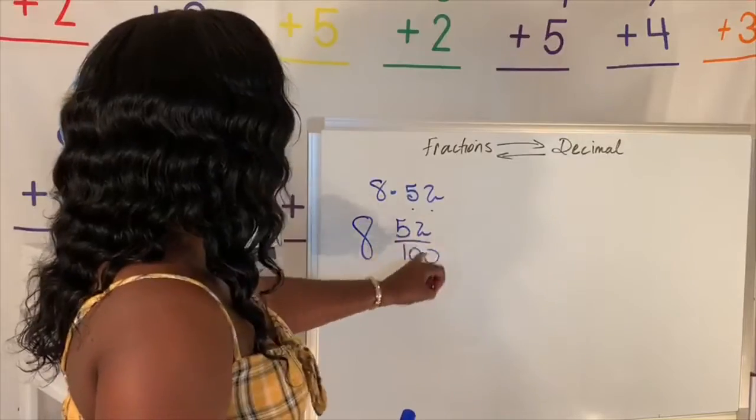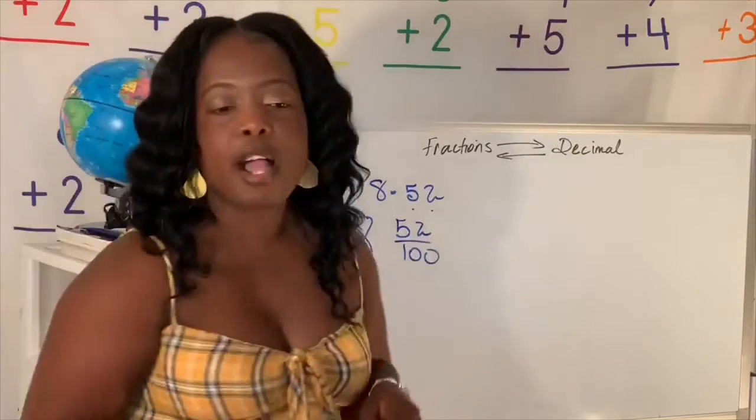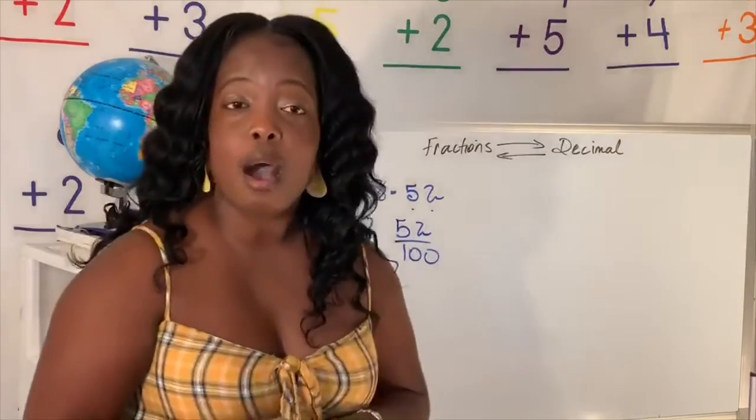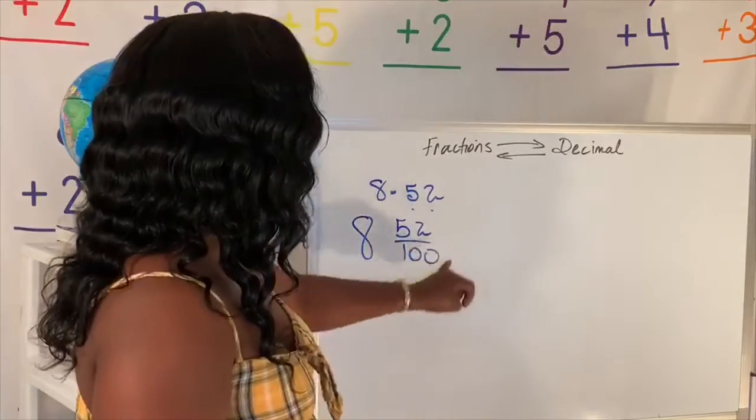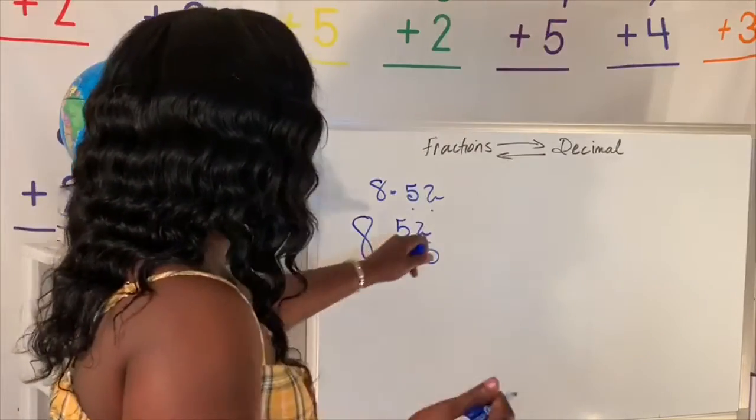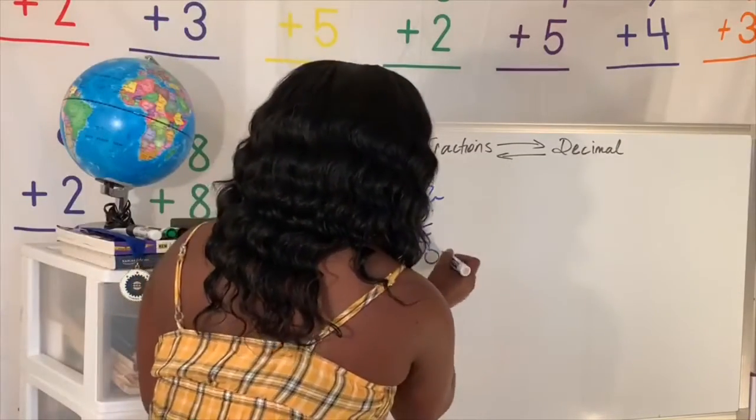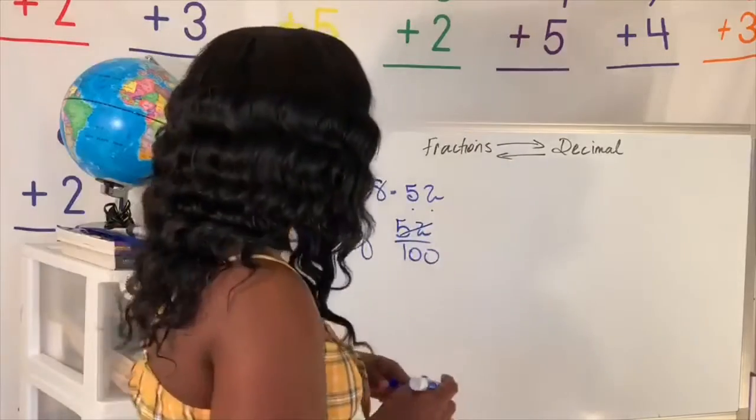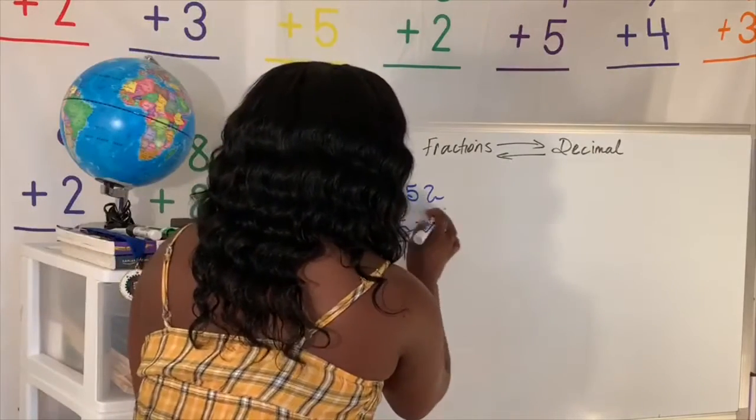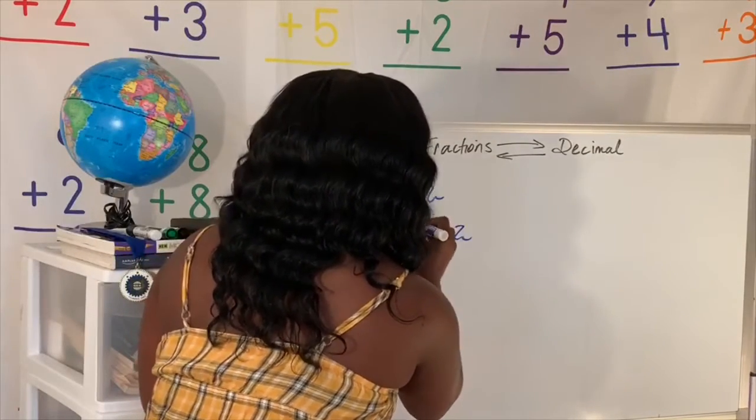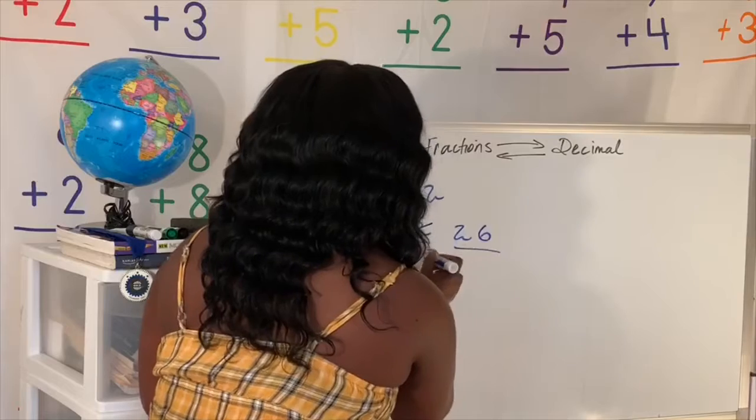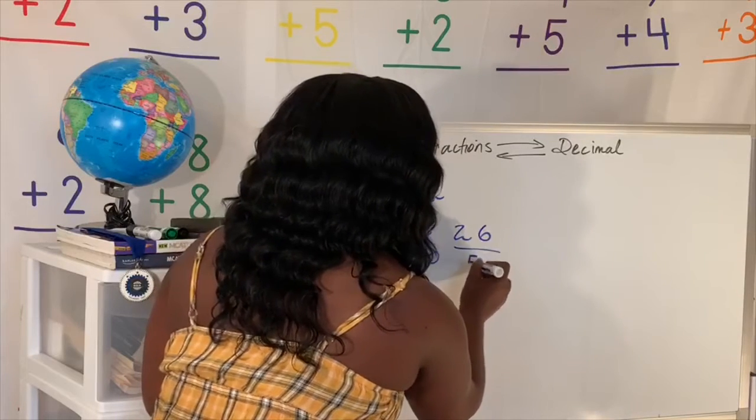Alright, so we have 8 and 52 over 100. But by looking at this fraction, you will notice that 52 and 100 do have a factor in common. 2 is the HCF of 52 and 100, which means that we can further simplify 52 over 100. So if we divide 52 by 2, you can take that in steps for those who can't do it in just one simple step. So if we have 5 divided by 2, that would be 2, and we're left with 1. And then, of course, 12 divided by 2 gives us 6. And 100 divided by 2 would be 50.